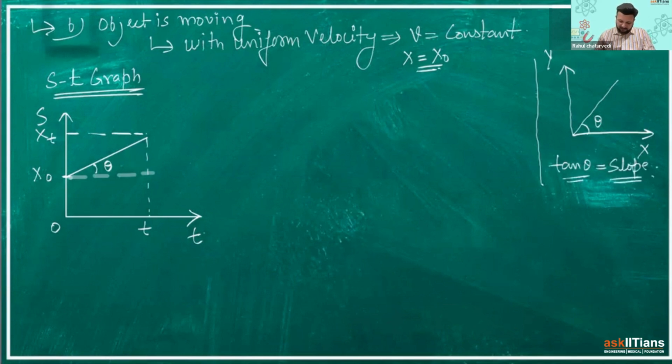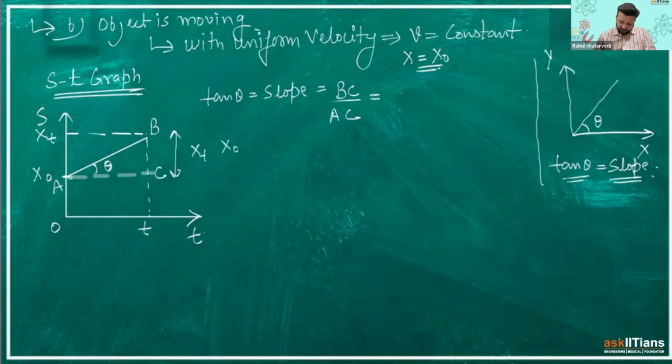So here in this particular case, suppose this point is A, the end point is B, and this point is C. So tan theta here will be the slope, and tan theta is equal to perpendicular upon base, that is BC upon AC. From the graph, you can see that BC is xt minus x naught and AC is time t. So this will be xt minus x naught divided by time t.